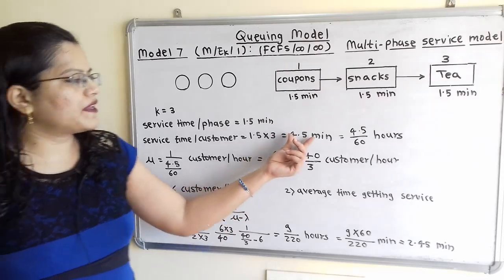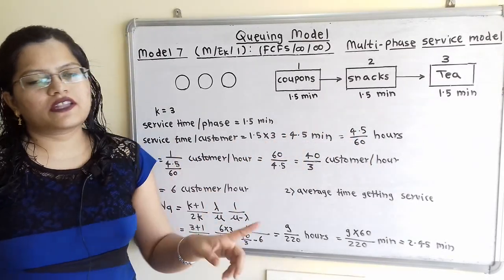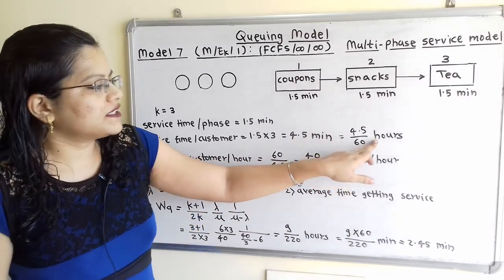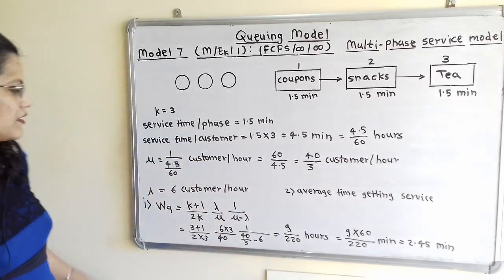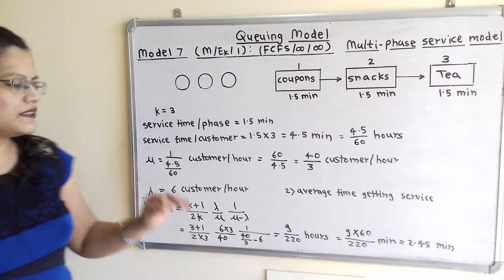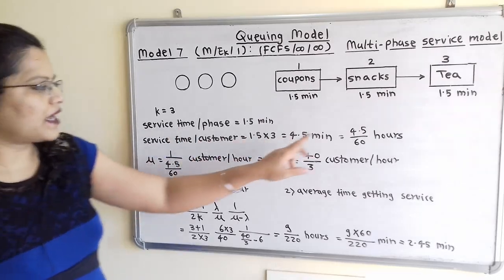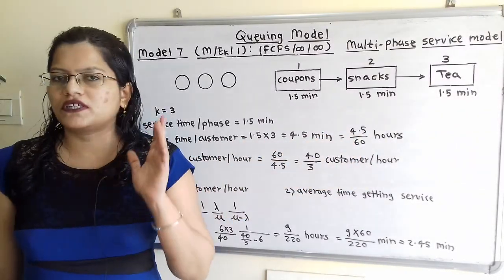Now we will convert these minutes into hours. In 1 hour there are a total of 60 minutes, so 4.5 divided by 60 hours. Now we will calculate the service rate. We know that service rate is equal to 1 divided by service time, and we have to take the service time in hours, because the arrival rate is also mentioned in hours.